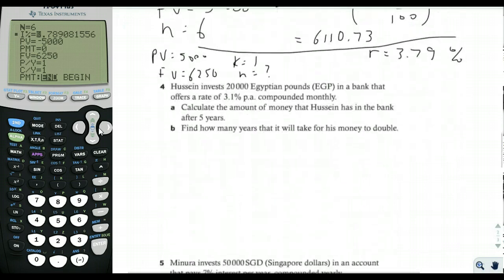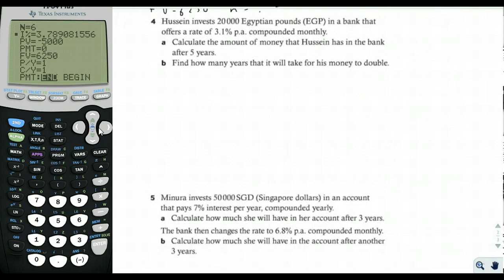Okay? All right. Number 4, Hussein invests 20,000 EGP in a bank that offers a rate of 3.1% compounded monthly. So what do we know? We know that present value is 20,000, and in the calculator we can say it's negative 20,000. The rate is 3.1%. Compounded monthly means K equals 12. The amount of money that Hussein has in the bank after 5 years, N equals 5.